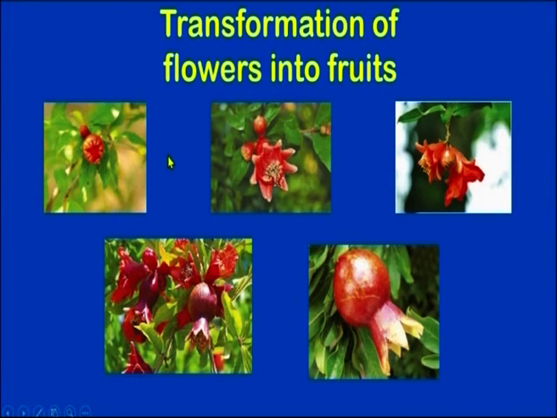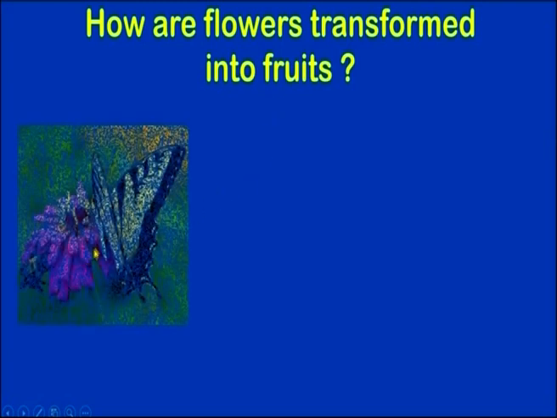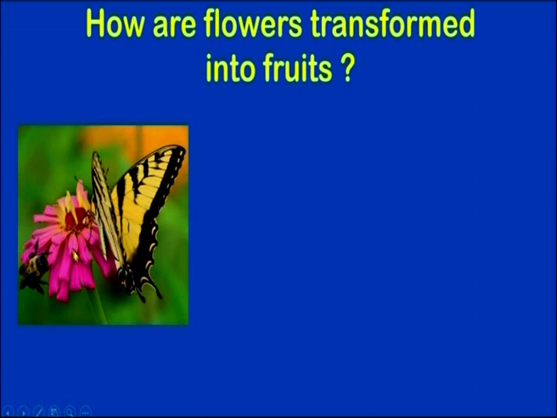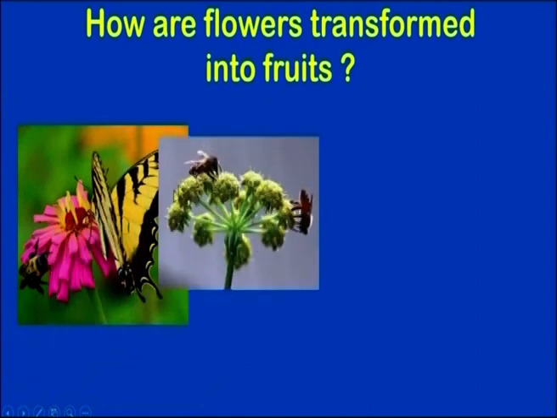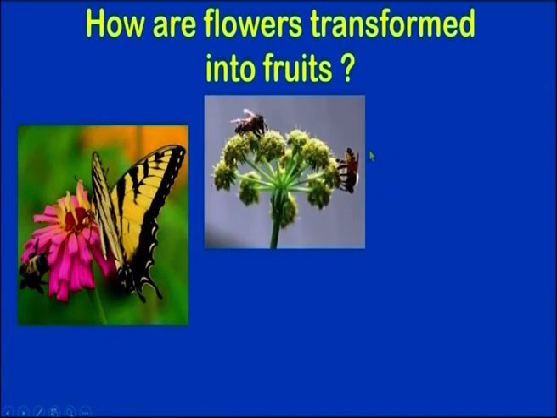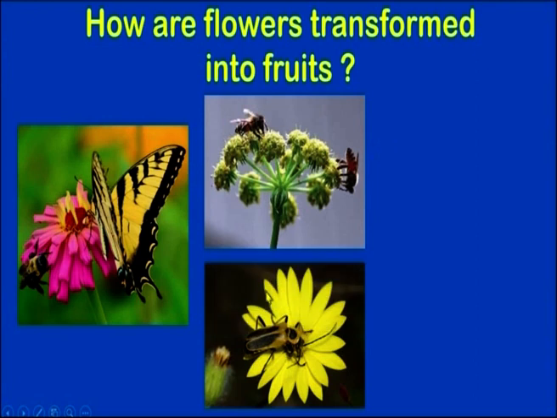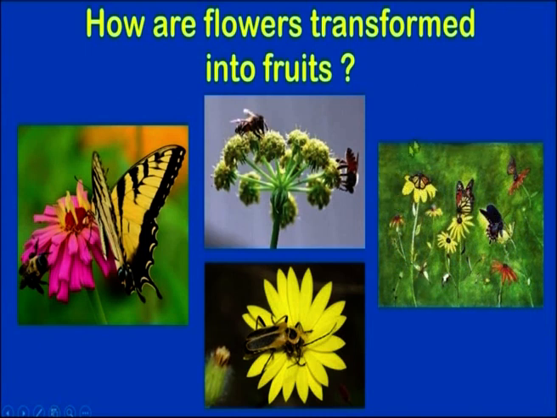Now you understood, children, how the flowers get transformed into fruits? Now we will see how actually the flowers are transformed into fruits. What is happening? See, here you find a butterfly and a honeybee sitting on a flower. Here also you find some bees sitting on the flower. And here you see a beetle sitting on an opened flower. And here many butterflies are sitting on the flowers. They are sitting on the flowers and they are doing something. They are drinking the nectar.